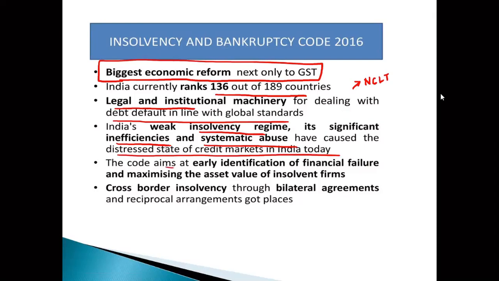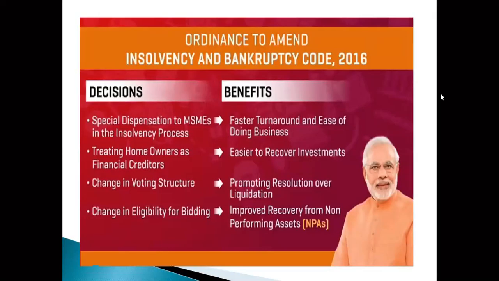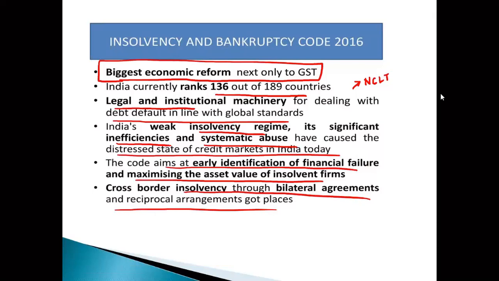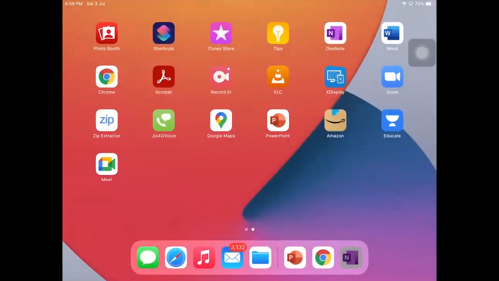So the code aims at early identification of financial failures, maximizing the asset value of the insolvency frame, and cross-border insolvency through bilateral agreements and reciprocal arrangements put in place. Okay, so here, first of all, I'll tell you how this insolvency works. See, insolvency works simply like this.